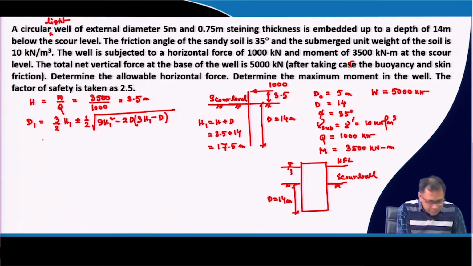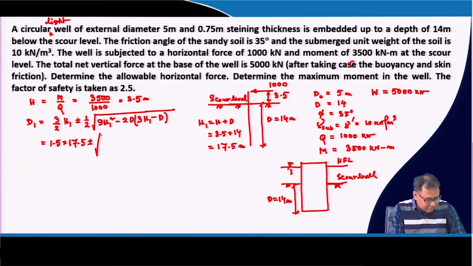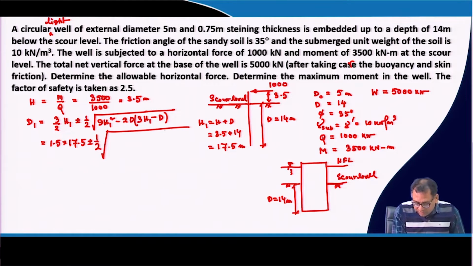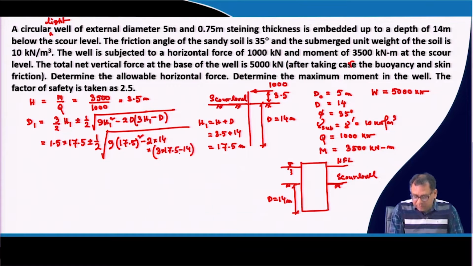Now, if I put these values, this is 1.5 into 17.5 plus minus half root over 9 into 17.5 whole square minus 2 into 14 into 3 into 17.5 minus 14. So, this d1 is 5.77 meter from the base of the well.